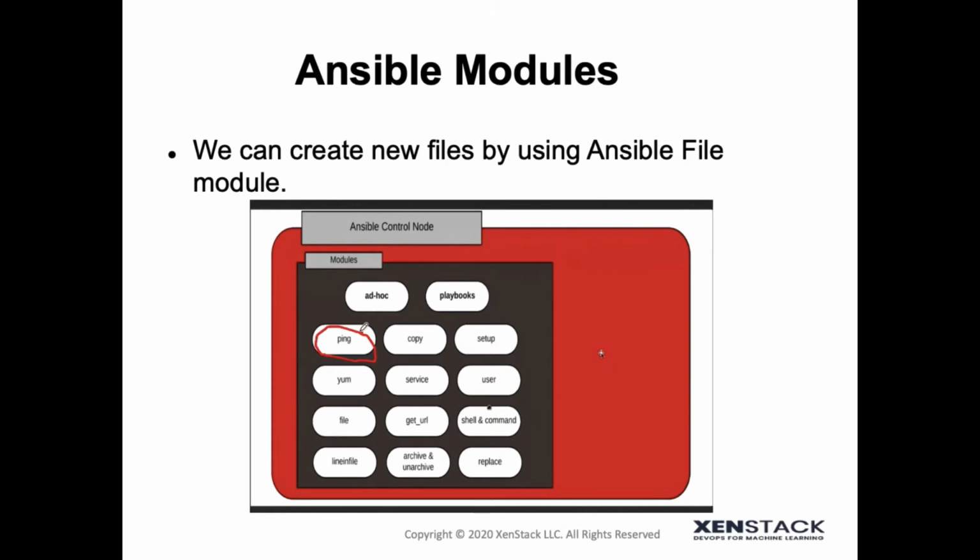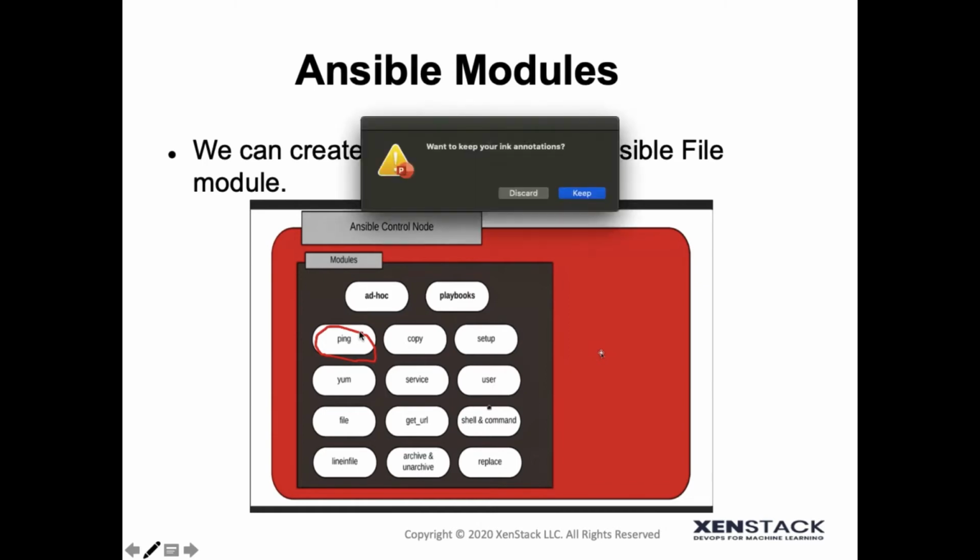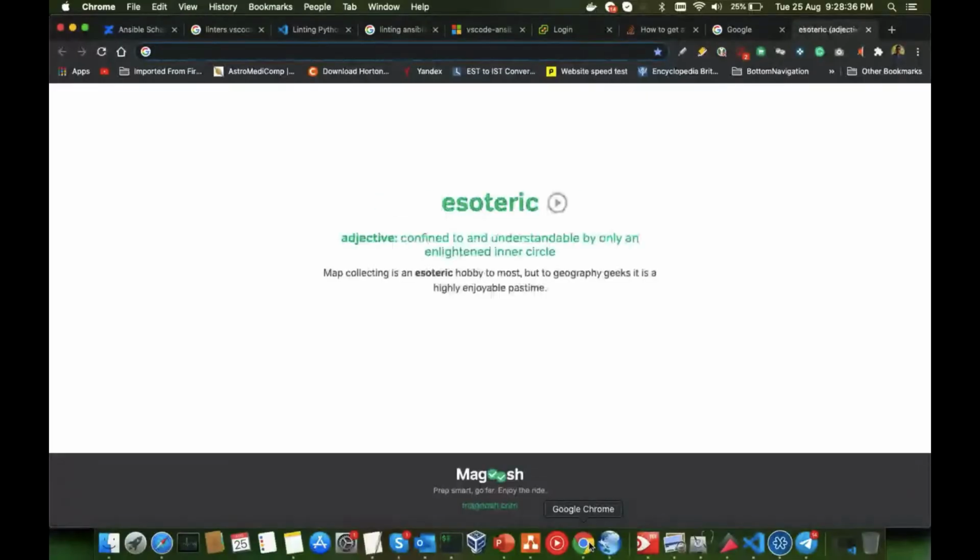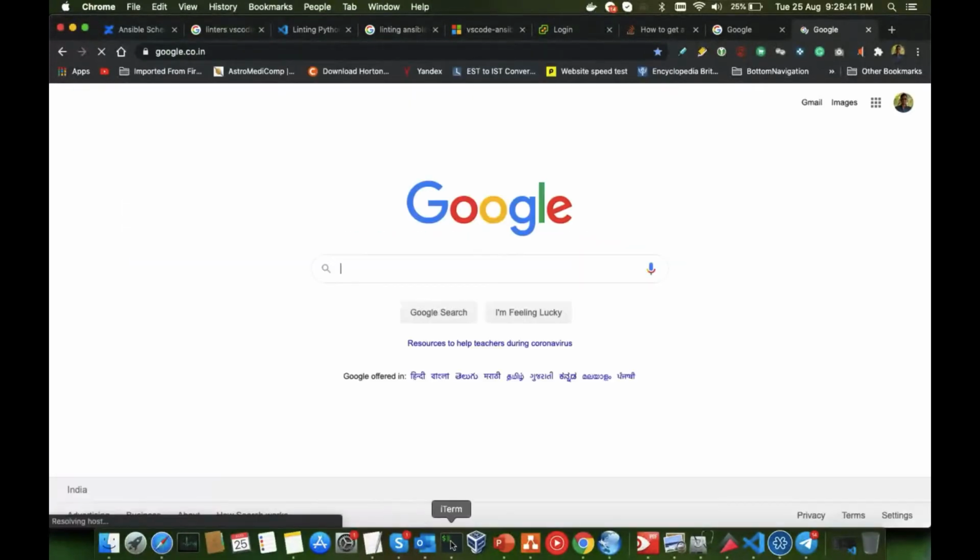So the ping command is used, let's say you have one machine running on a remote server, and you want to check whether that machine is still alive or not. For that case, you can use this ping module. Let me take you through an example of this. Let's have a simple example, like this is our Google page. Can you see my screen first of all? Yes.